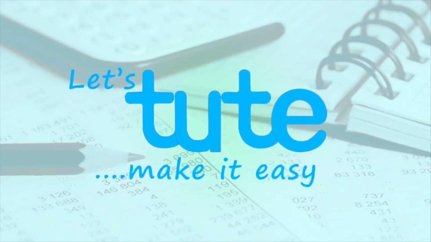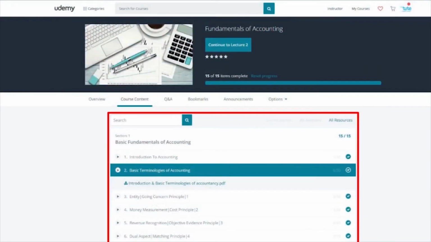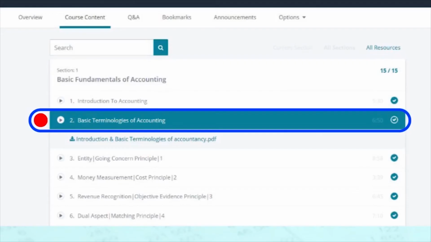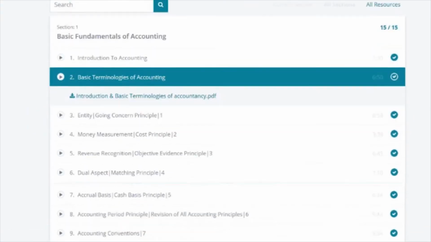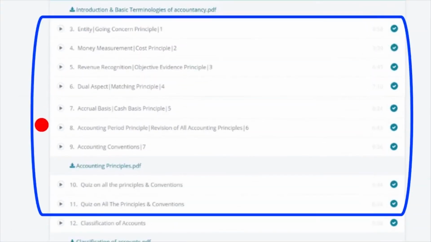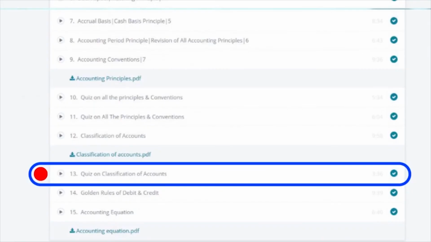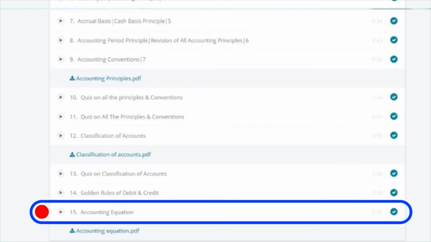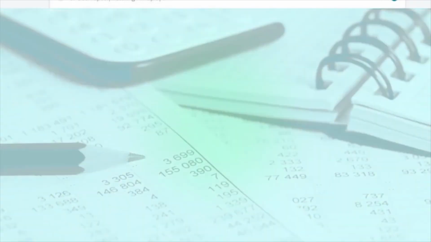Now quickly I will take you through the content of this course. We will be covering what is bookkeeping and accountancy, some commonly used accounting terminologies, all of the principles and conventions of accounting. There are 12 of them that we are going to cover. Then moving on to how we classify the accounts, the golden rules of accounting, and lastly the accounting equation.